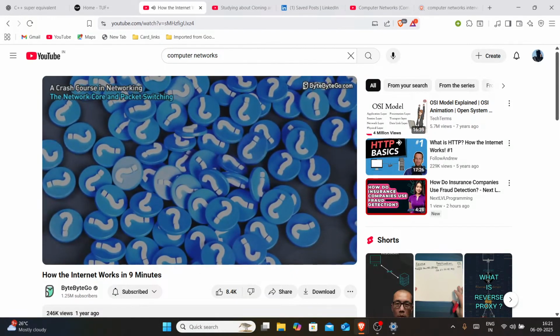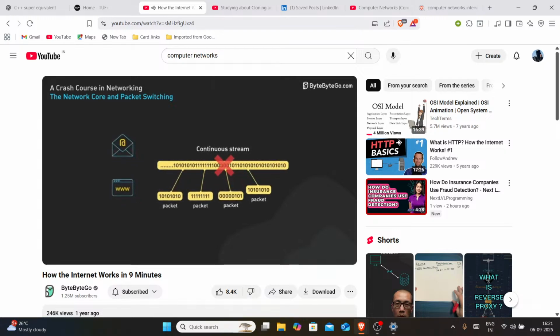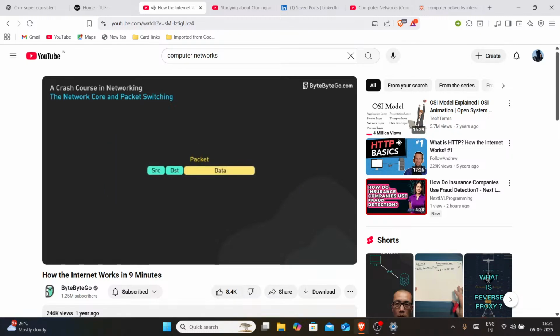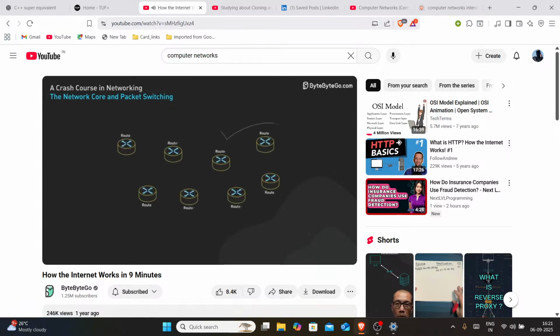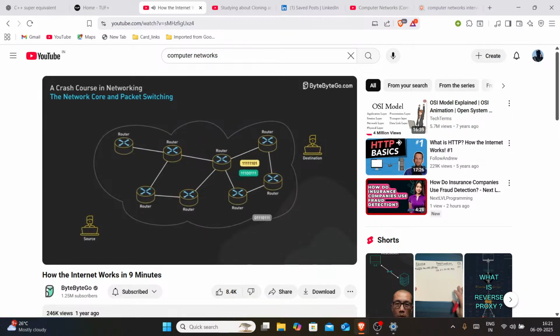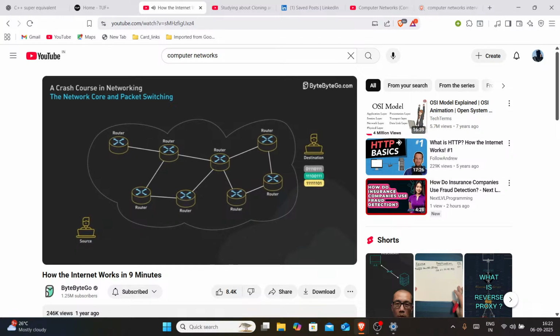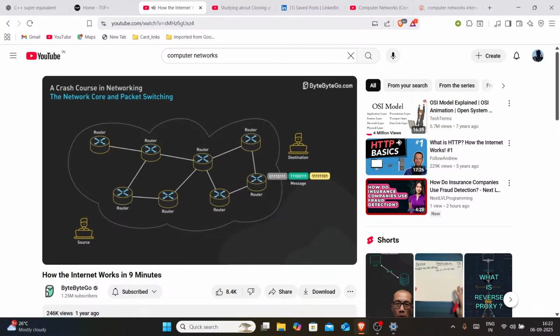But what exactly does that mean? Let's break it down. When you send an email or load a web page, the data doesn't travel as a single continuous stream. Instead, it's broken down into smaller chunks called packets. Each packet contains a portion of the data along with information about its source and destination. These packets are then sent independently through the network. They may take different routes and arrive at different times. Once all the packets reach the destination, they are reassembled into the original message.